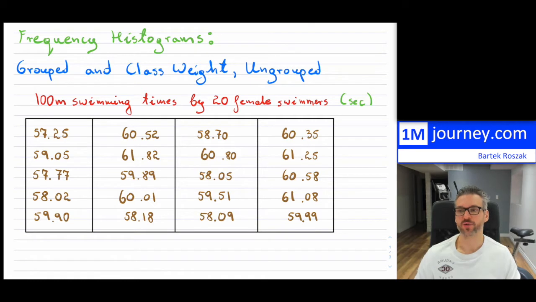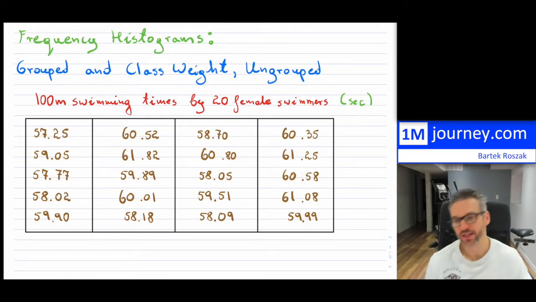But if you wanted to create a frequency histogram based on this data, notice the data points are all different, they're just swimming times. And time is a continuous variable. If I have 20 female swimmers, how would I create a graph out of that? This is where frequency histograms come about. Frequency just means how many data points fall within a particular range, or at a particular time in this case.